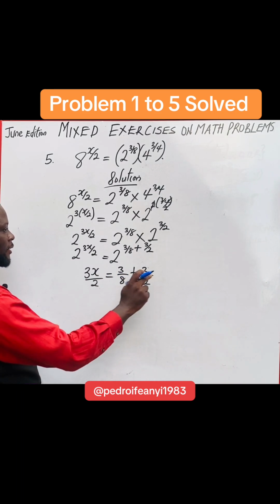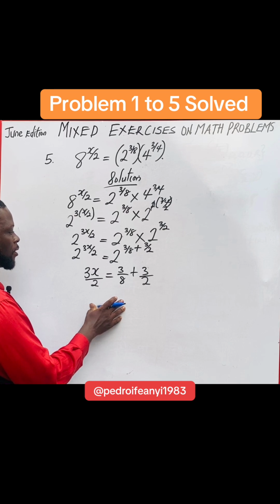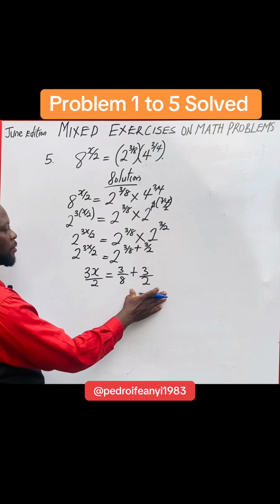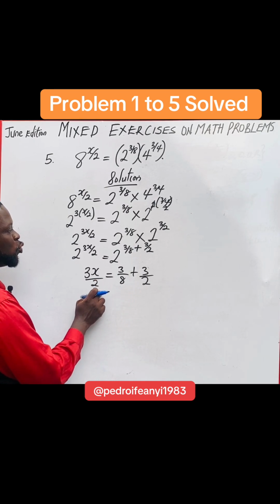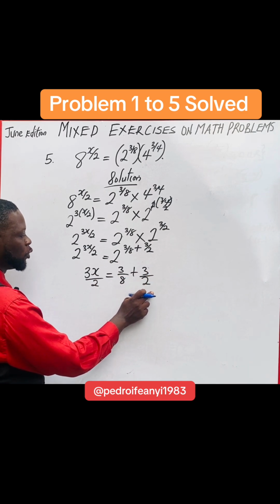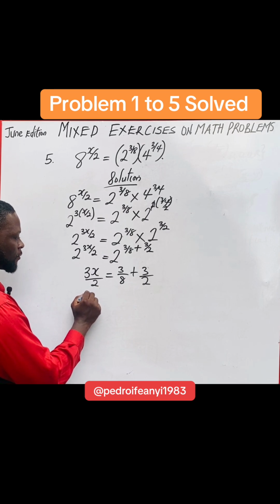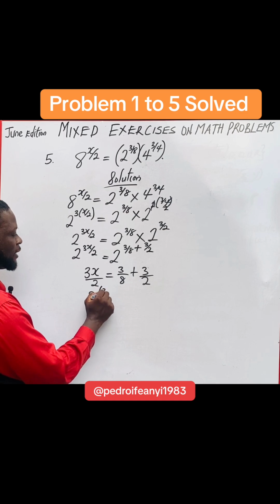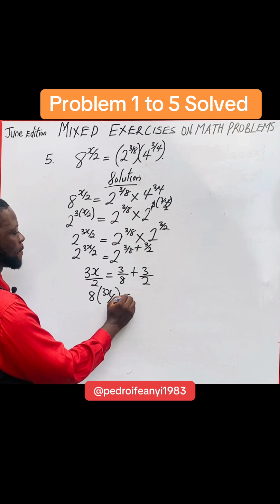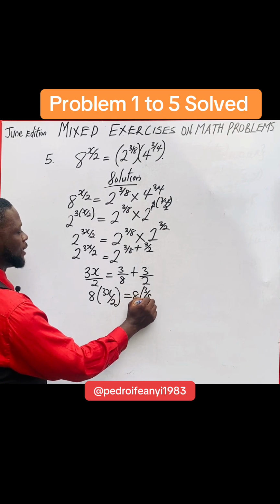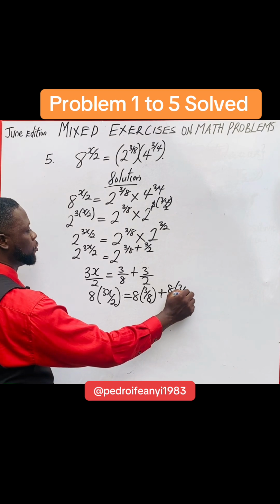So what we do next is to take what? The LCM. Multiply through by the LCM. And the LCM of 2, 8, and 2 is 8. So we multiply through by the LCM. So you have 8 into 3x over 2 equal to 8 into 3 over 8, okay, plus 8 into 3 over 2.